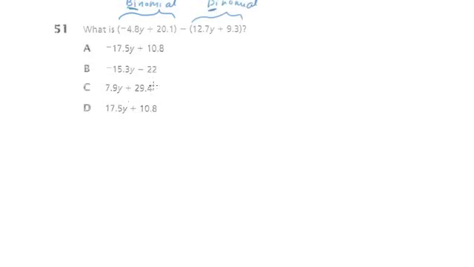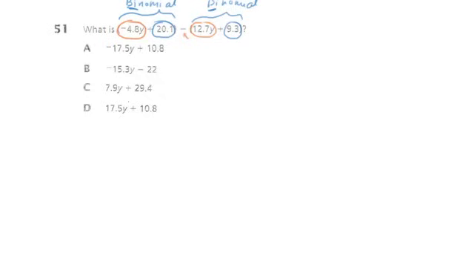Now when I'm looking at this, I'm going to circle them in different colors. I've got my y's, so I've got negative 4y here, and then I've got 12.7y here, but we must remember that that is minus. And then my regular old numbers without the variable, I've got 20.1, and then I've got 9.3. So we're going to group these.